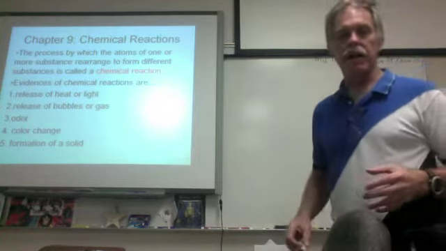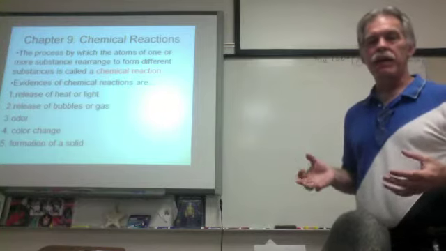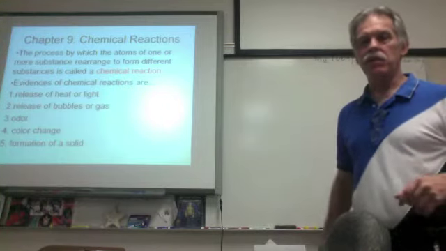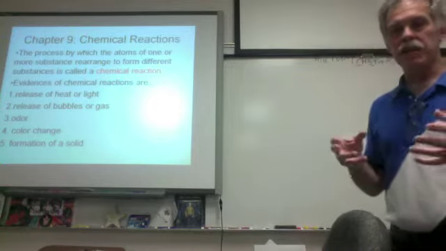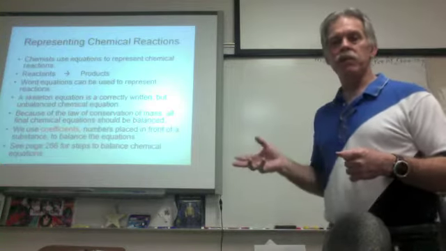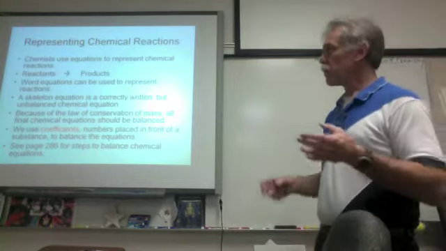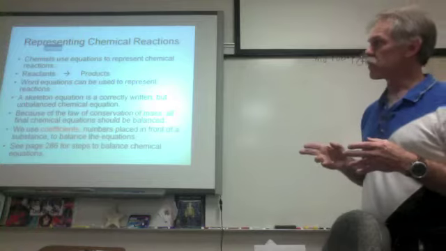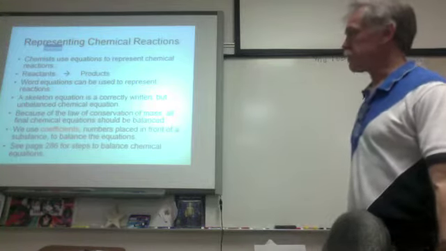Like we said, reactants are on the left and products are on the right. One of the questions I'll be asking you on the quiz and the test will be, I'll give you a reaction and I'll say circle the reactants, put a box around the products, and tell me what the arrow means. So reactants are on the left, products on the right. The arrow means produces or yields.